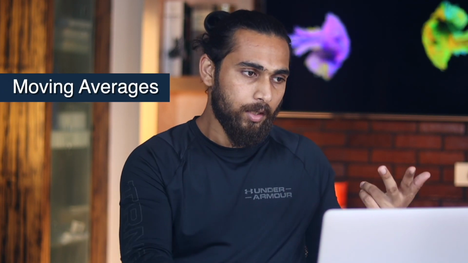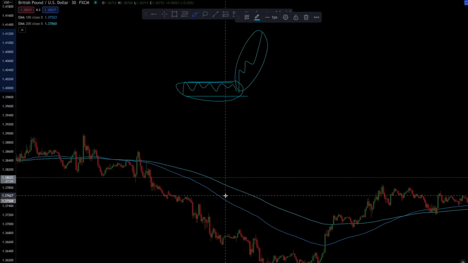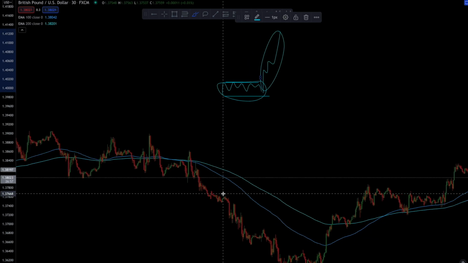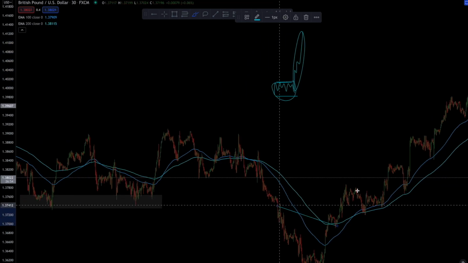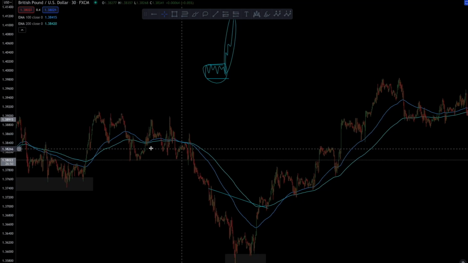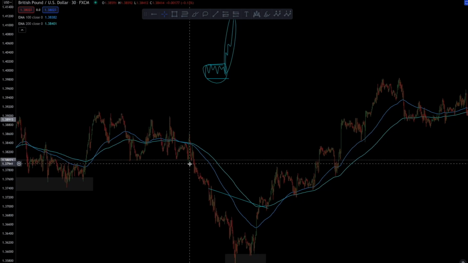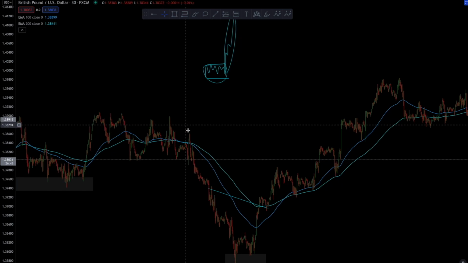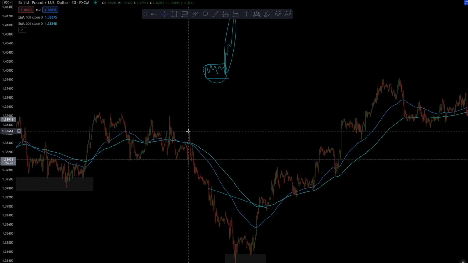Like I use the 100 and the 200 moving average, and I will tell you why I'm using this, but this also helps us to be with the trend. Whenever the price is above these two moving averages, then we have a bull market, and whenever the price is below these two moving averages, then we have a bearish market, and whenever the price is ranging like this, then we have a market which we should avoid, because it would be a ranging market.